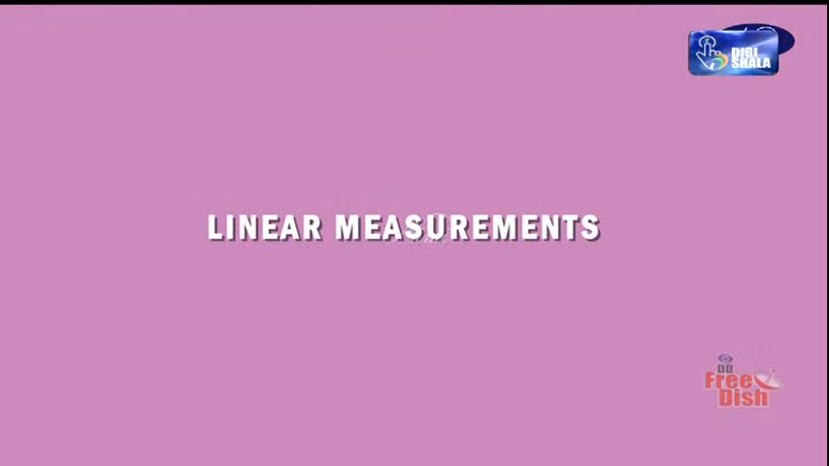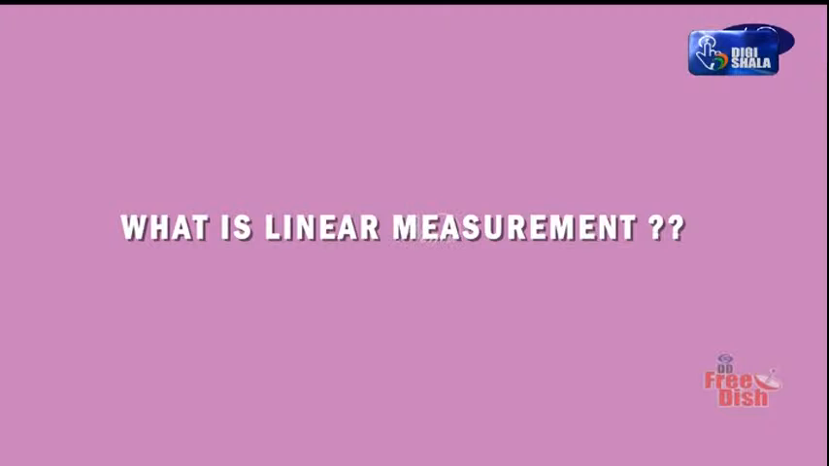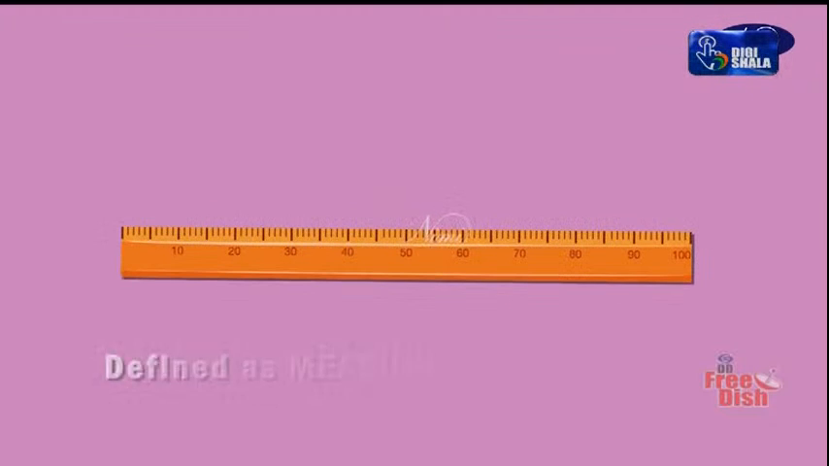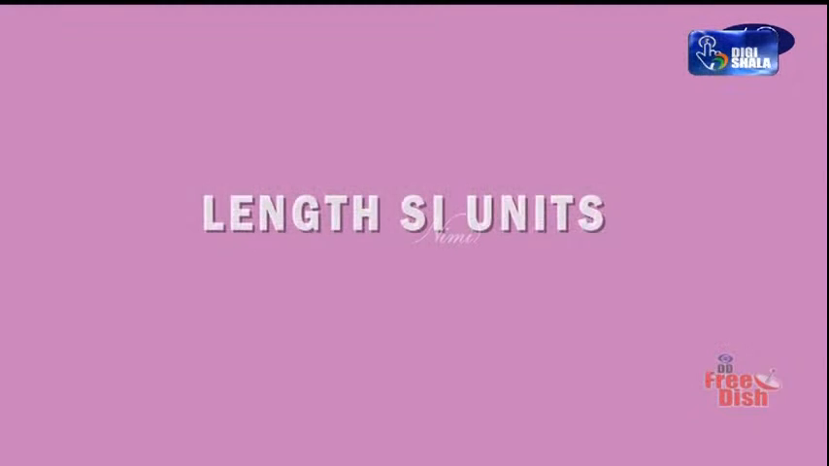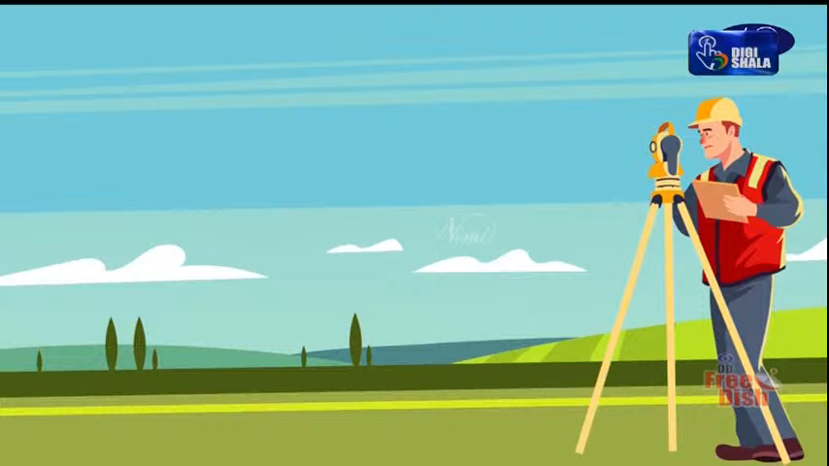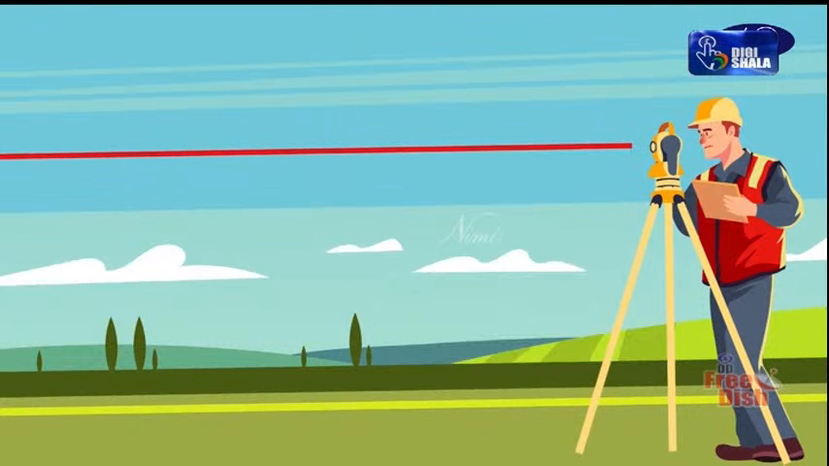Linear measurements. What is meant by linear measurement? Linear measure is defined as measurement of length. Length, SI units and multiples. First we will see the base unit. The base unit of length as per the System International is meter. The table given below lists some multiples of meter.